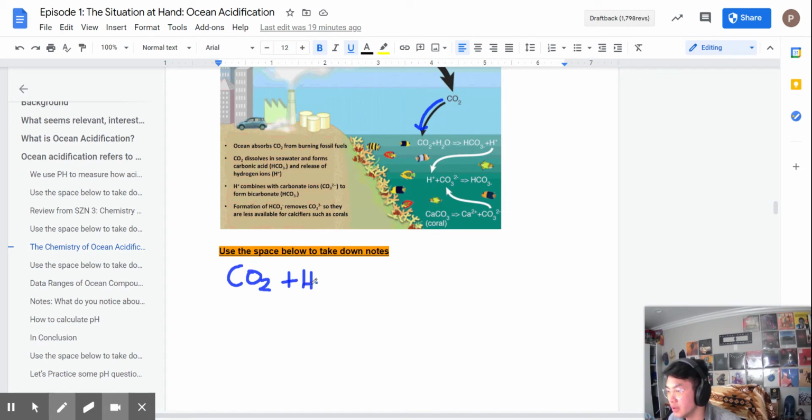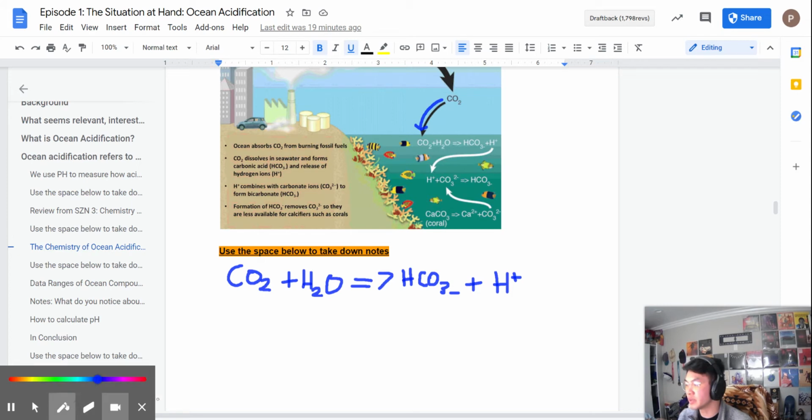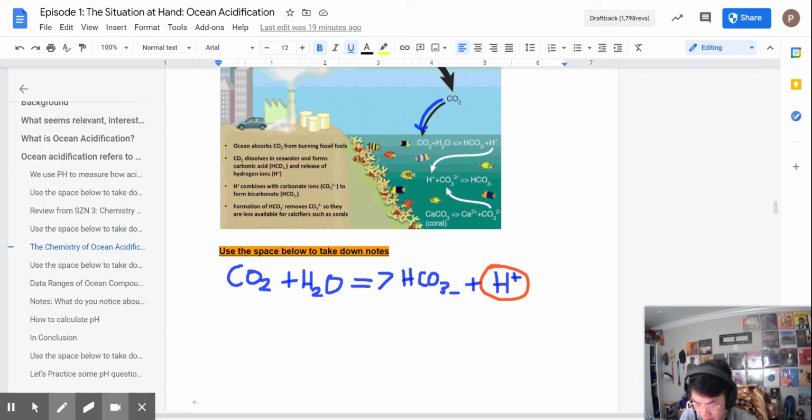plus H2O, and this is water from the ocean. And then what's going to happen is that it's going to create carbonic acid, and then a hydrogen ion, okay? So that's going to be the first thing that happens. What we want to pay attention to is that this is the key. This is the major key of this whole process. It's this hydrogen ion, okay? Because this hydrogen ion is what's going to make the ocean more acidic, okay?